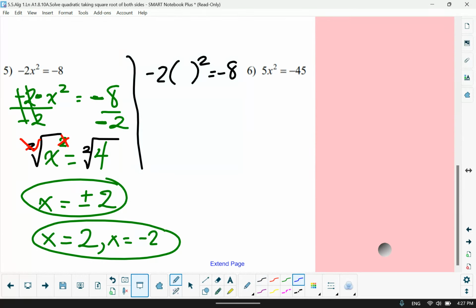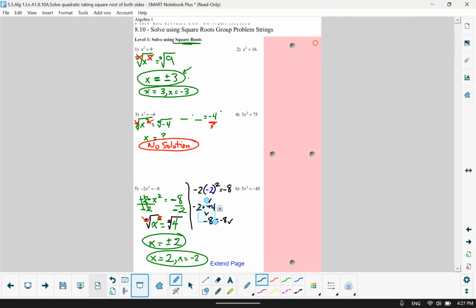So say substitute in negative 2, why not? Negative 2 times negative 2 would be a positive 4. Desmos would take care of all this for you. The opposite of 2 4s is negative 8, which is a true statement. So we were able to find a solution with number 5, but not with number 3.